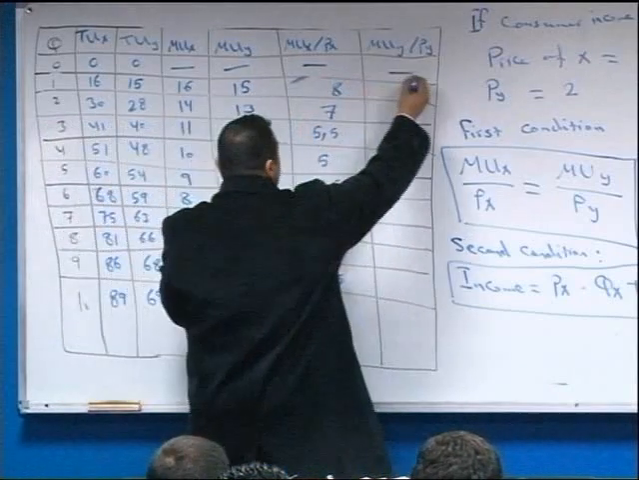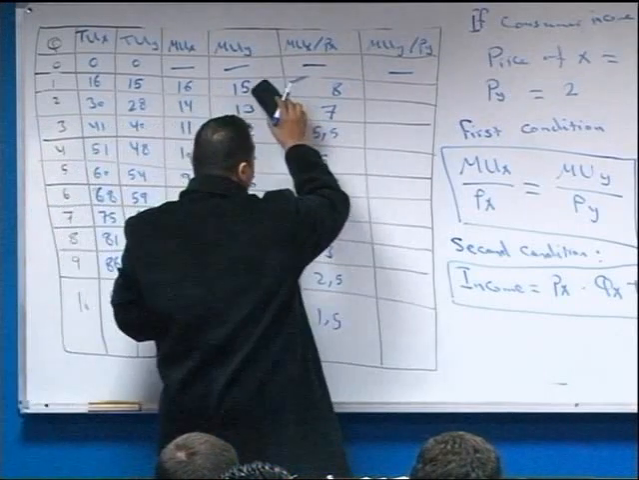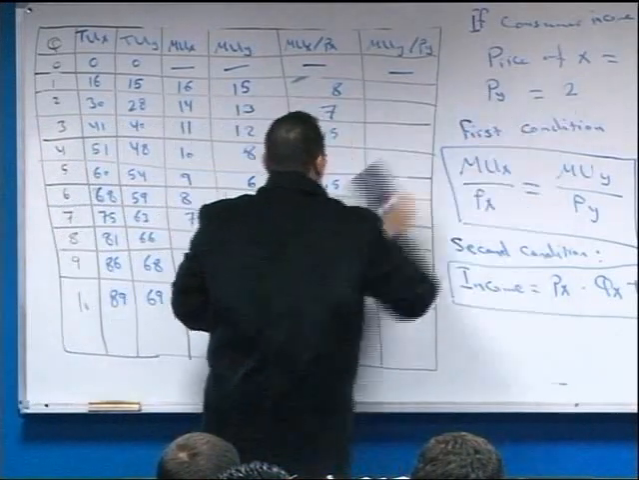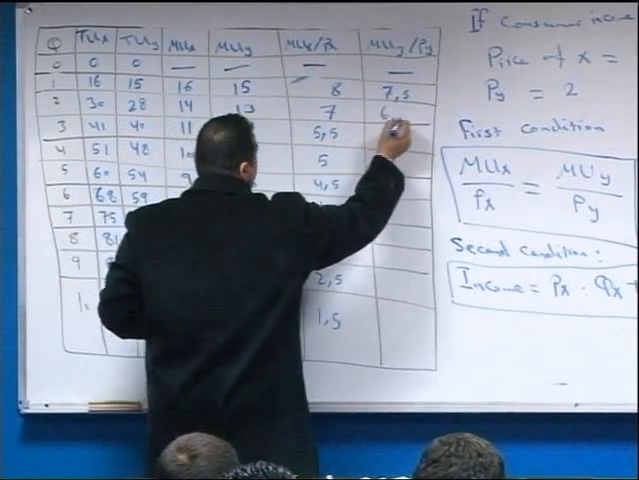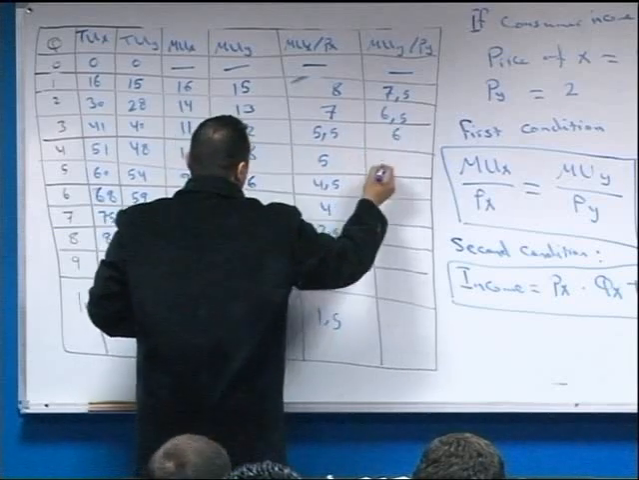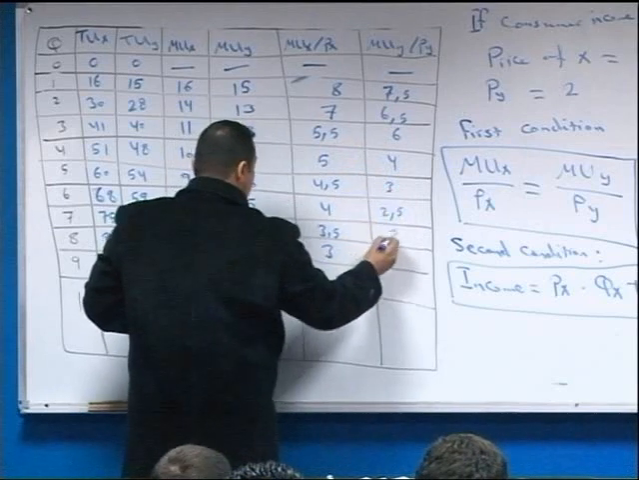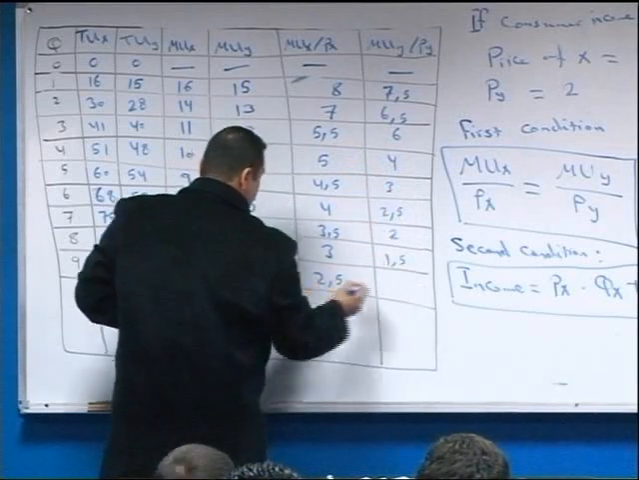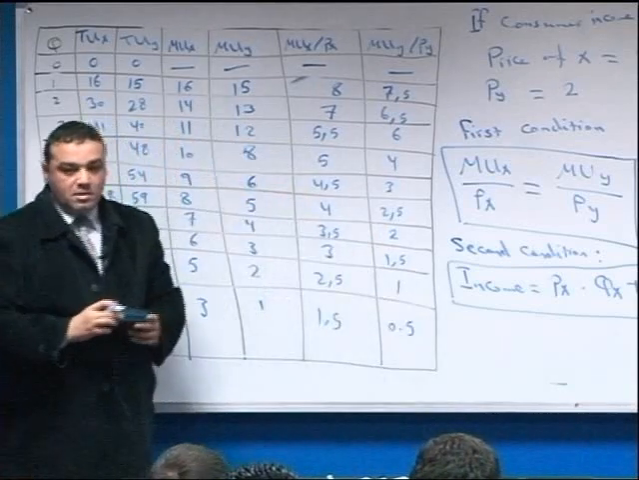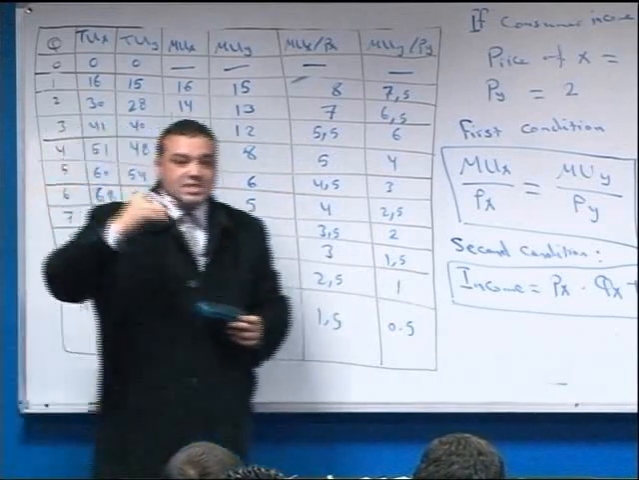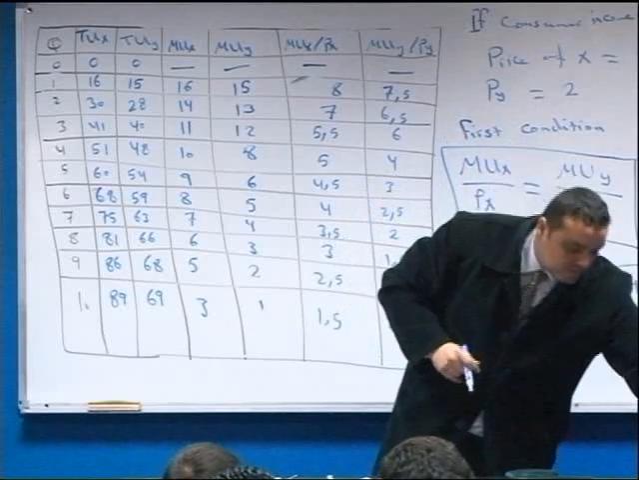MUY over PY: MUY, 15 over the price of Y, 2, is 7.5. Then 6.5, 6, 4, 3, 2.5, 2, 1.5, 1, half, 0.5, right? So let's test the first condition under these results.